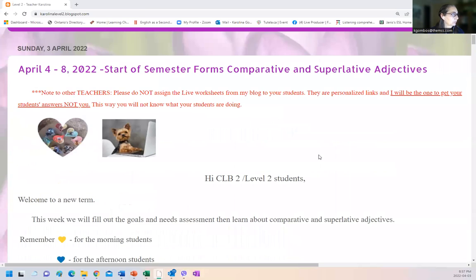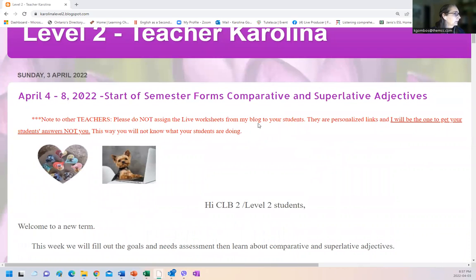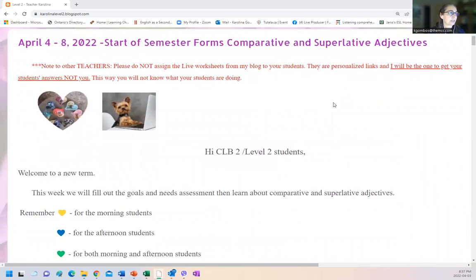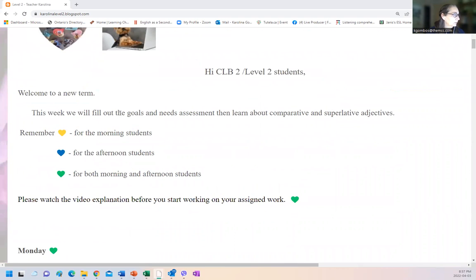Okay, so this is our blog for this week. April 4th to 8th, we do the start of the new semester, so we do the forms and then we learn comparative and superlative adjectives, and we learned many adjectives last week already. So we will fill out the goals and needs assessment, then we learn comparatives and superlative adjectives.